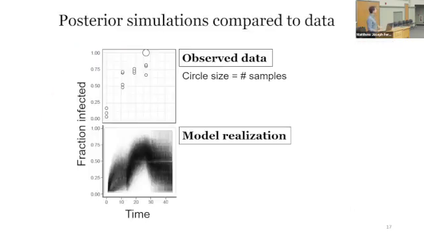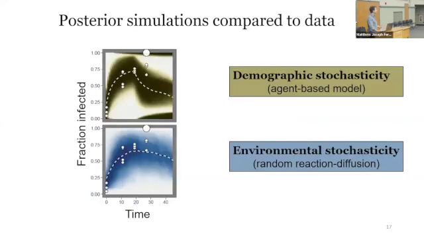So we're calculating the probability of our data given the distribution of these fractions infected in order to parameterize the models. Now, when we have our spatial data in the top panel, where circle size denotes the number of samples that had that fraction infected, and we compare them to multiple model realizations on the bottom panel, we get out a final posterior distribution of the fraction infected over time. In the top panel, I have demographic stochasticity in green, where darker colors denote higher posterior probability of observing a fraction infected at that time point, and in blue, at the bottom, environmental stochasticity.